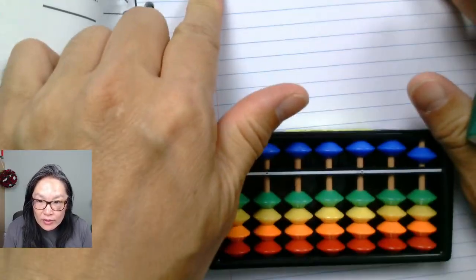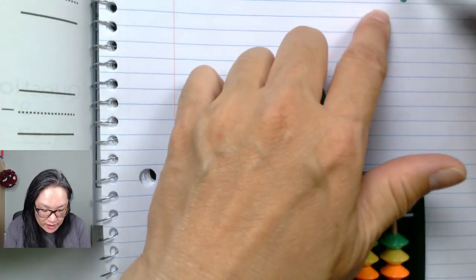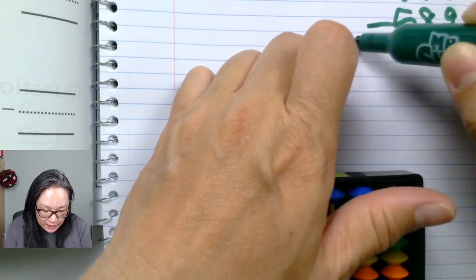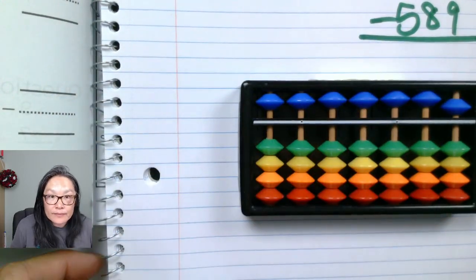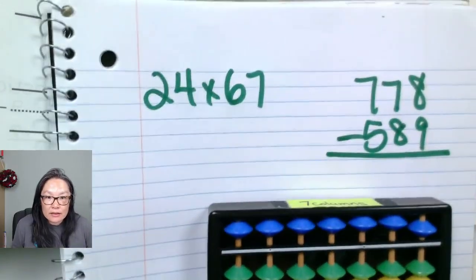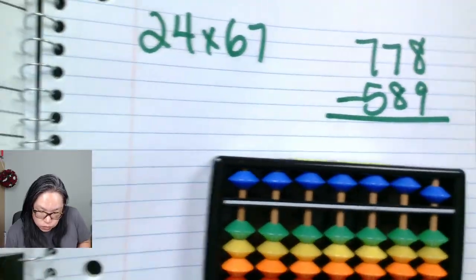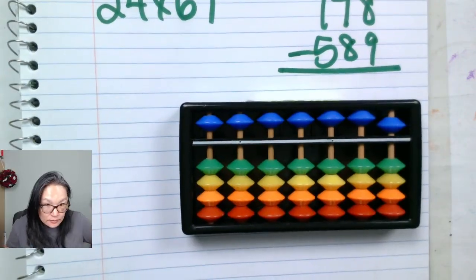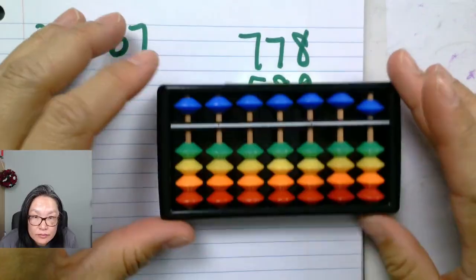Okay. Before we do that, let's do this number. We're going to do subtraction. We want to do subtraction first: 778 minus 589. Let's do that first. Is that all right? What are we doing? I can't see. There we go. All right. Okay, let's do this one first, and then we'll do the multiplication.